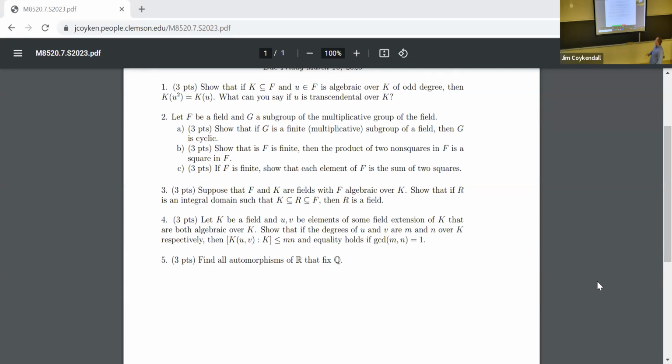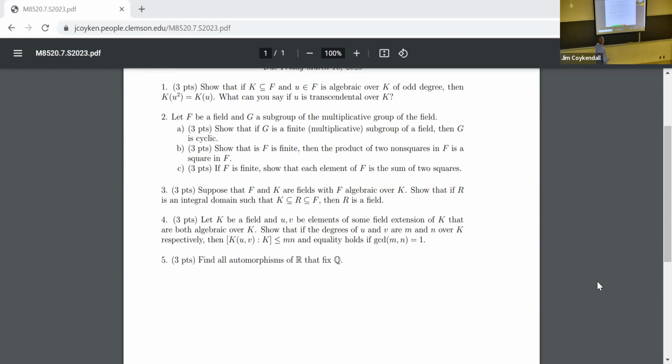Show that if F is a finite field, then the product of two non-squares in F is a square in F. You don't expect this to happen in general. In the rational numbers, 2 is not a square, and 3 is not a square, and 2 times 3 is still not a square. But if you have a finite field and you multiply two things that are not squares, they become a square. And finally, if F is finite, show that every element of F is the sum of two squares. Everything can be written as a sum of two squares in a finite field.